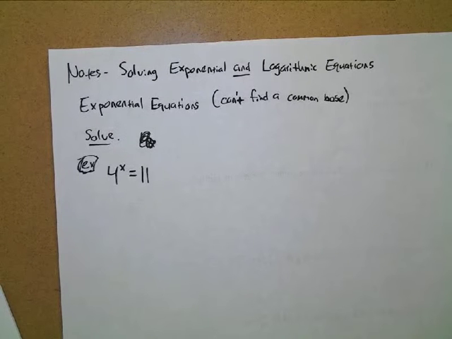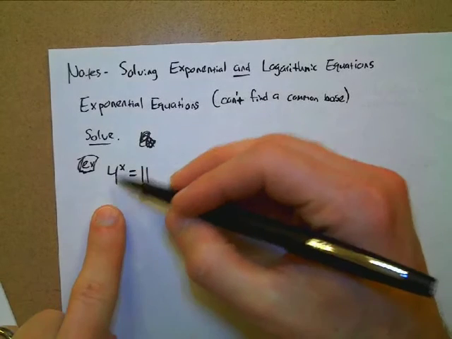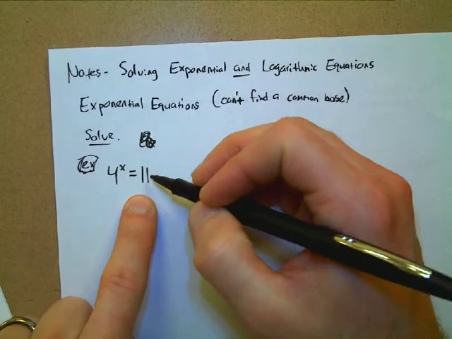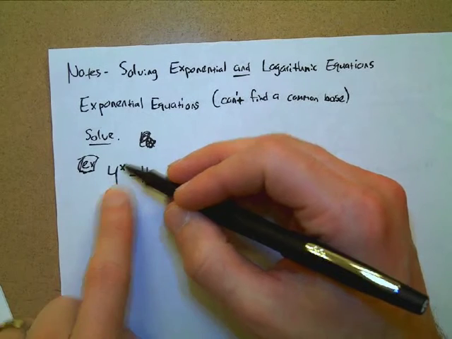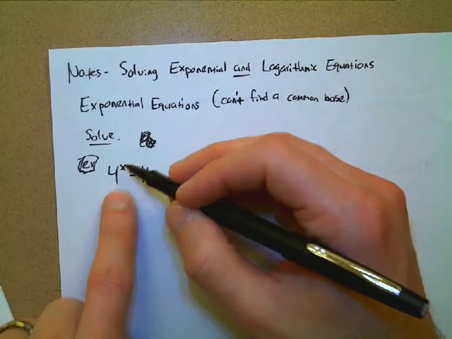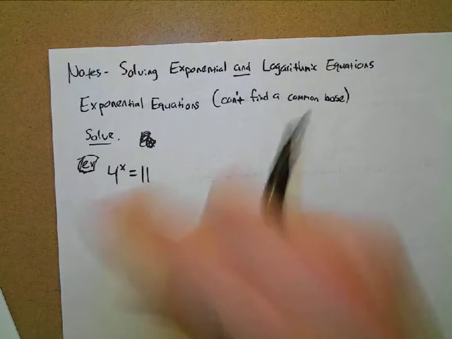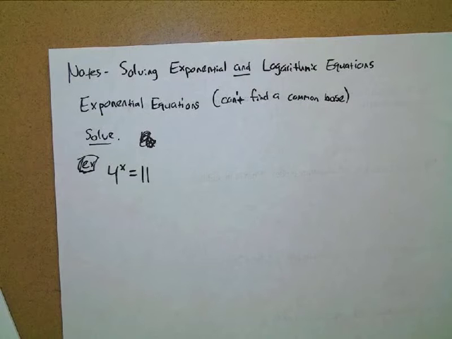Is it going to be more than 2 or less than 2? It's going to be less than 2 because what is 4 to the 2? It's 16. 11 is less than 16, so we need a smaller power, right? 4 to the 1 would be 4. So this x value here is going to be between 1 and 2. 4 to the 1 is 4, 4 to the 2 is 16, 11 is between those two, and so it's going to be between 1 and 2. But how do we find this exactly?